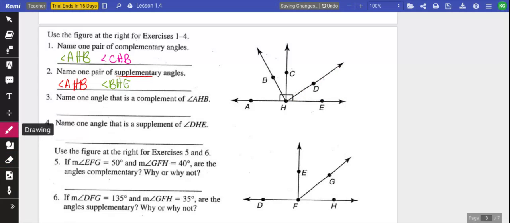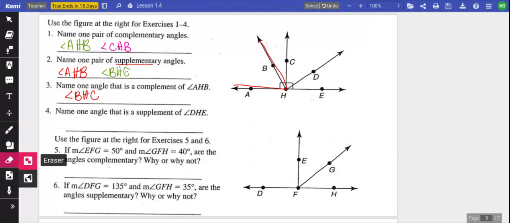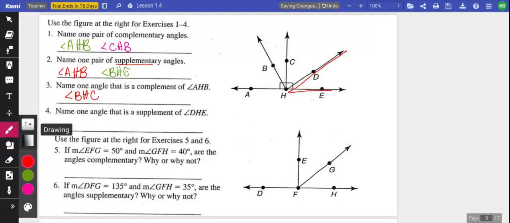Name the angle that is the complement to AHB. So the one that will make it equal to 90 is BHC. Name the angle that is the supplement of DHE. So here is DHE, and I want the rest of it to make it 180, which is DHA.